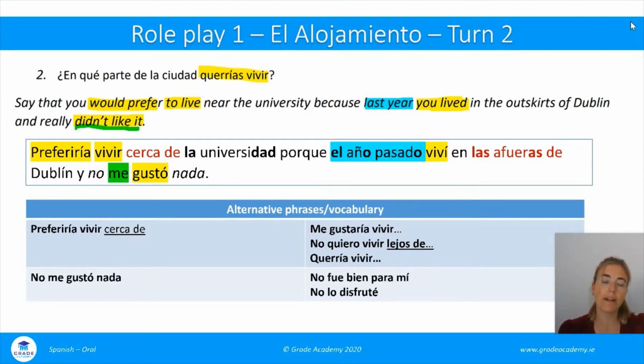Preferiría vivir cerca de could be me gustaría vivir, no quiero vivir lejos de, or querría vivir. Again, it's not exactly prefer, but it's better than nothing. No me gustó nada could be replaced with no fue bien para mí, or no lo disfruté. So I didn't enjoy it, or it wasn't good for me.